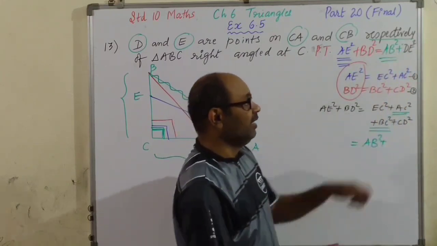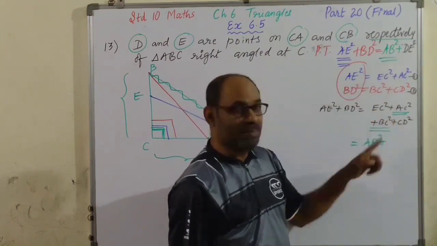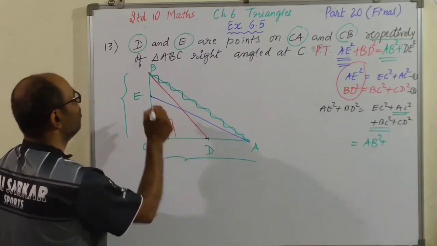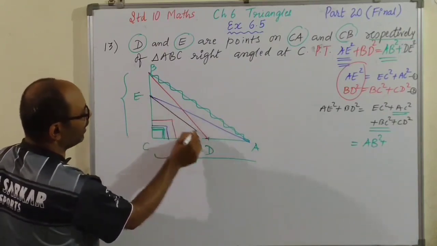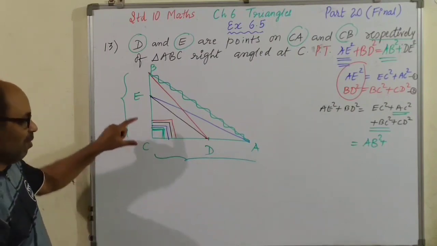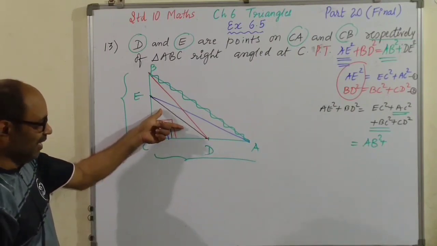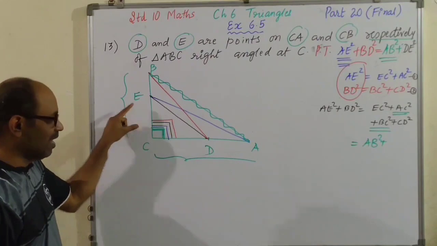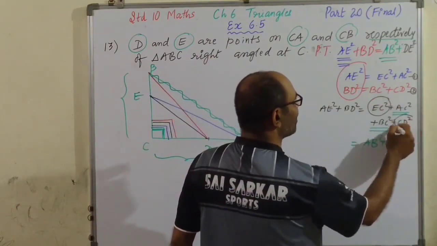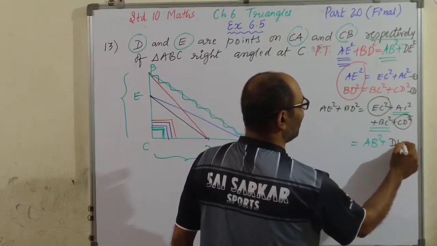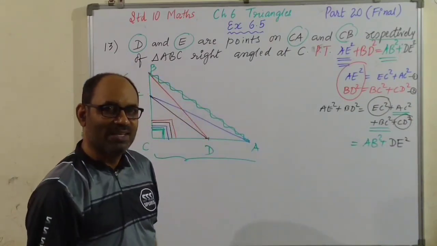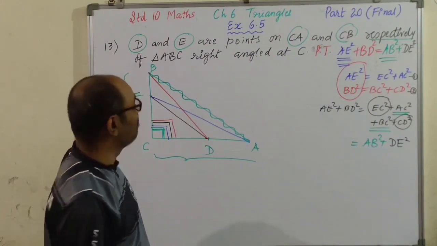Now we want DE square. Let's see in the figure. Where is D? Here. Where is E? Here. Join it. Yes, now you got the black right triangle. DE square is CD square plus EC square. That is EC square plus CD square. That is DE square. We got the right hand side. Proved. Correct?